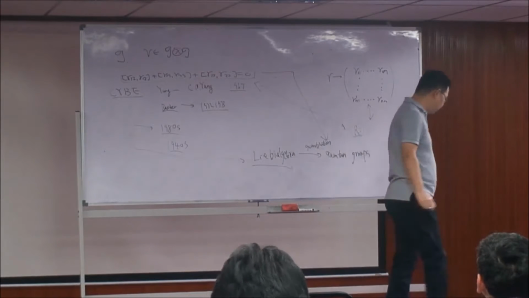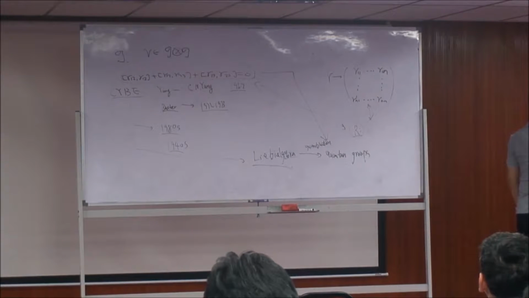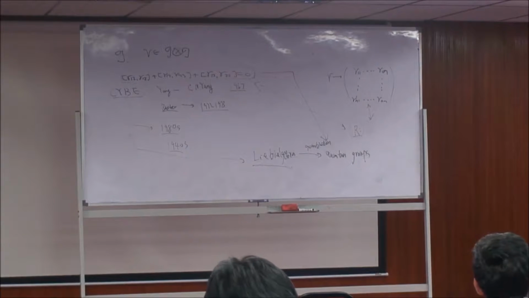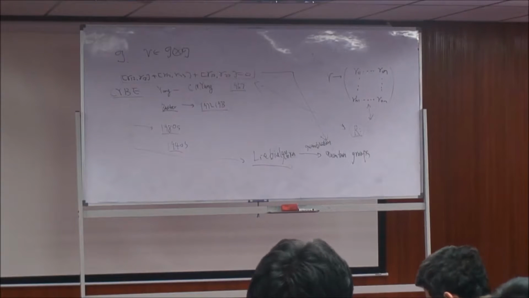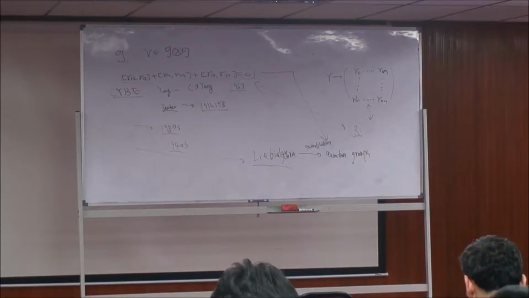The first answer was given by Semenov-Tian-Shansky in 1983. These are not three persons, it's one person, one name. And he proved the following two conditions.